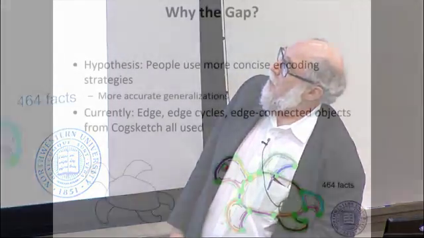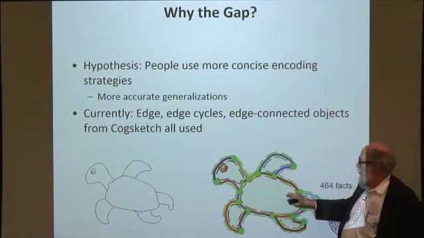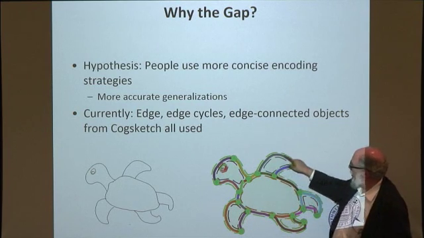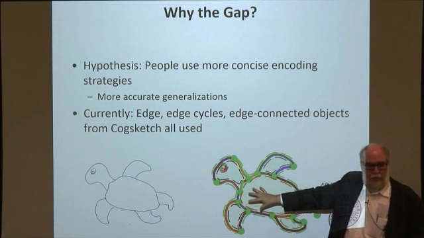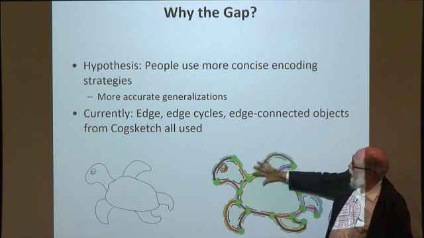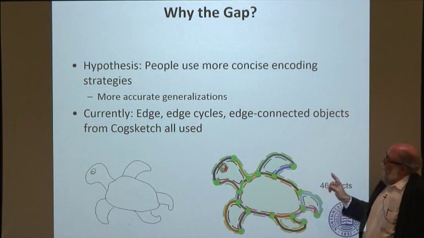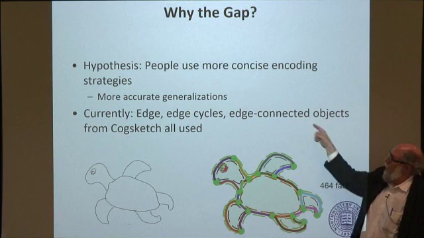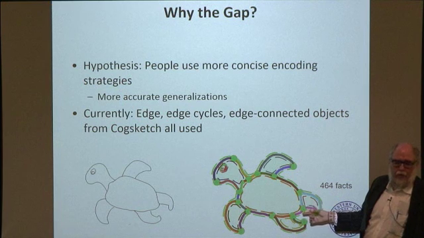There could be others. So if you take a turtle, this is from their corpus, here's a visualization of the CogSketch analysis of it. So it breaks things up into edges. You can see the junctions between the edges. It also constructs edge cycles, connected sets of edges. And these things often are cool because they segment stuff into objects. And these edge-connected objects are sort of higher-level descriptions that group those things, okay? Now, bad move. Instead of just picking one level, the one that's most informative, we threw them all in. Okay, so that's a lot of facts. So that's 464 facts for this turtle.